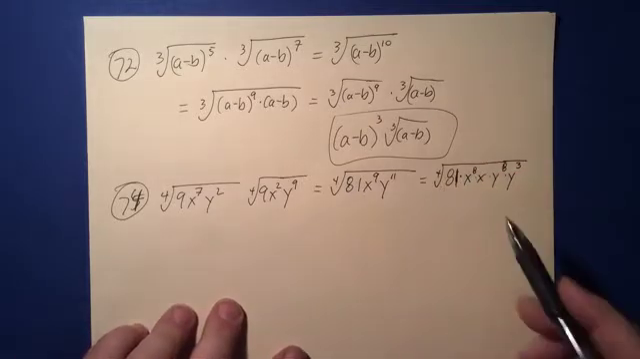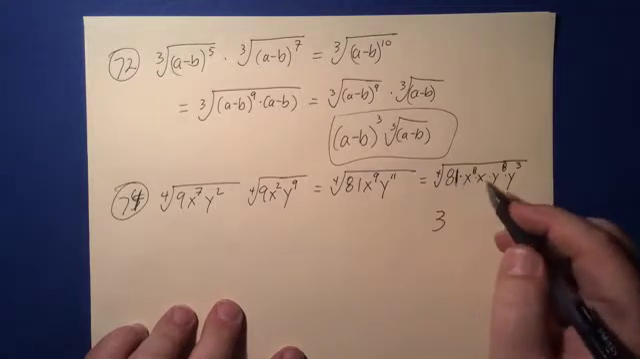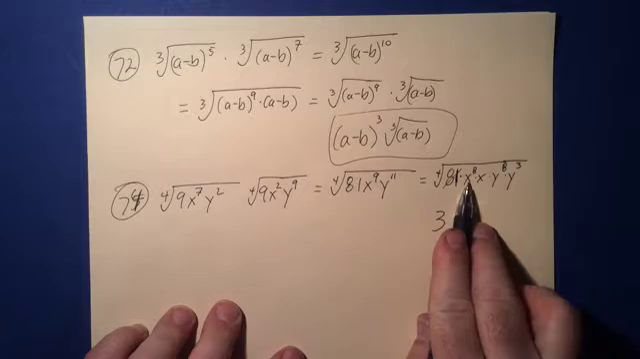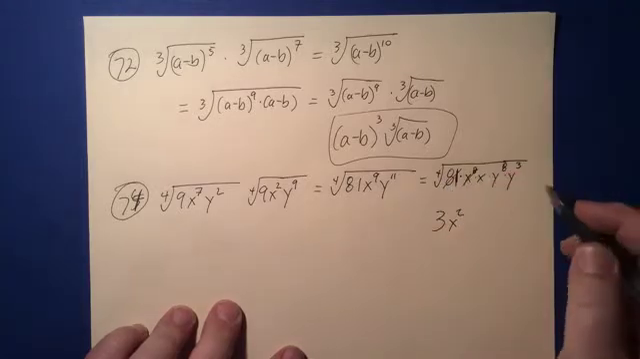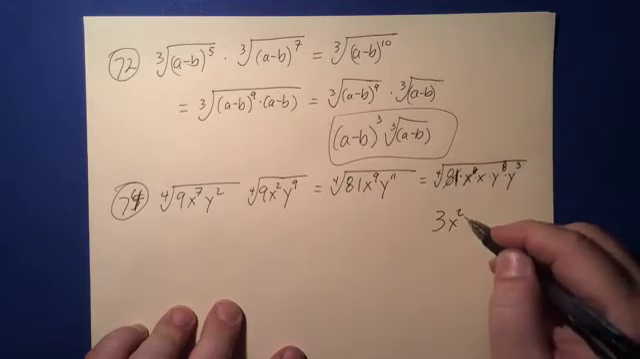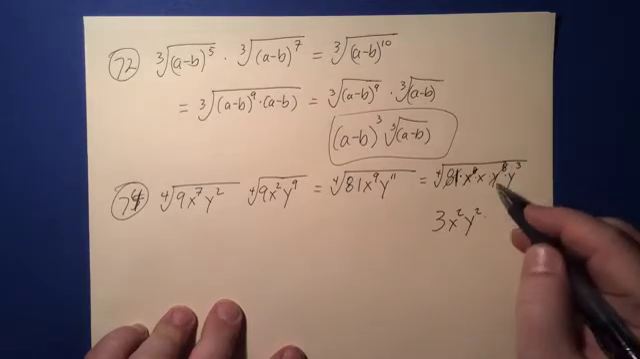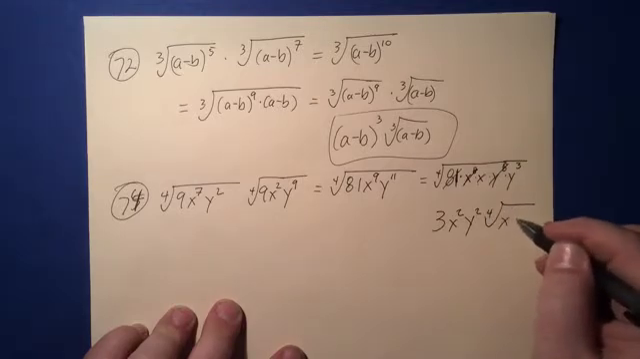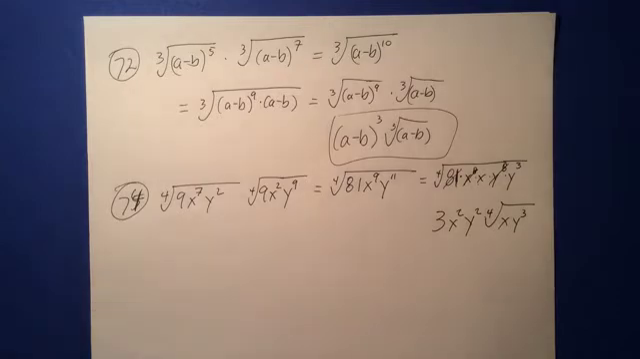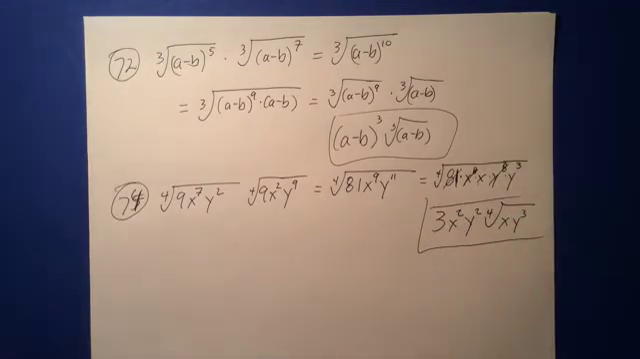So let me just go ahead and do this. The fourth root of 81, that's going to be 3. Fourth root of x to the 8th is going to be x squared. Fourth root of y to the 8th is going to be y squared. But these other two things, x and y to the 3rd, are not going to come out. So we're just going to go ahead and leave them under there. And that is going to be as simple as we can get that.